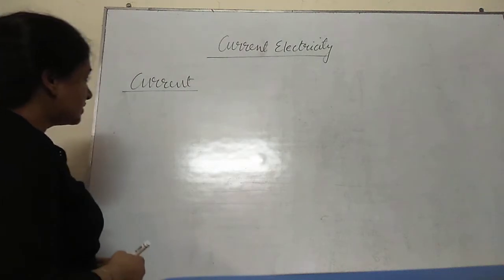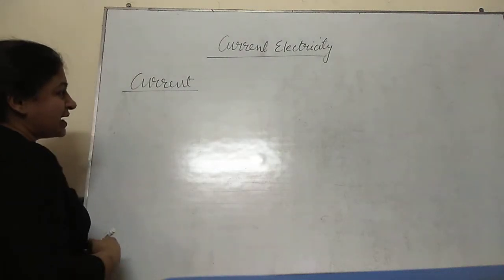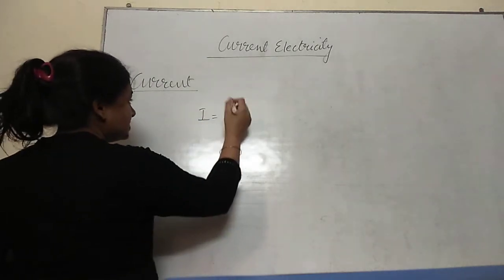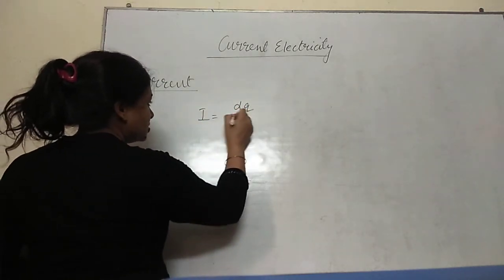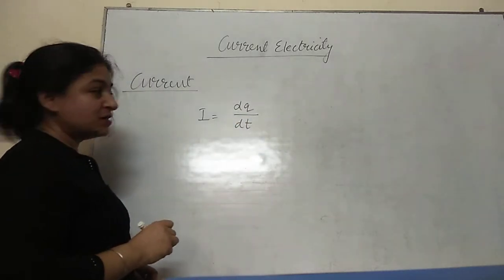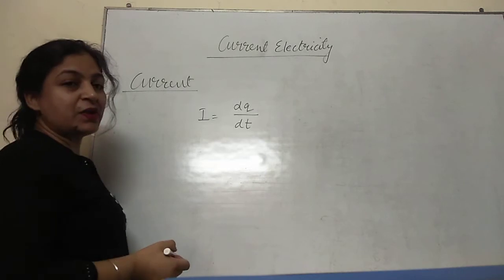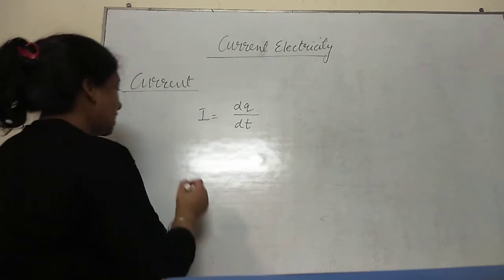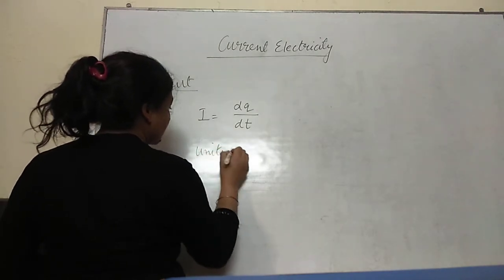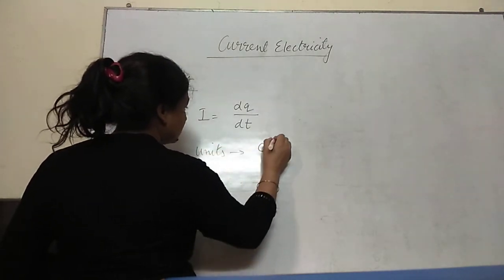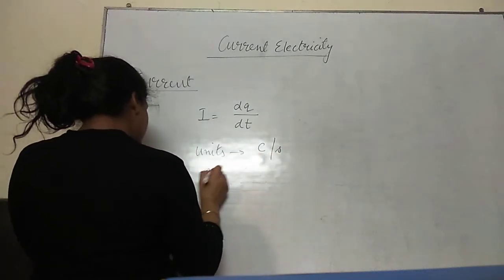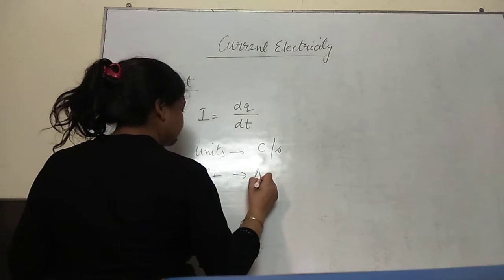How can we define current? Current can be defined as, the symbol for current is I, the charge flowing per unit time in a conductor when we have applied some potential difference. Units are coulomb per second, and the SI unit is ampere.